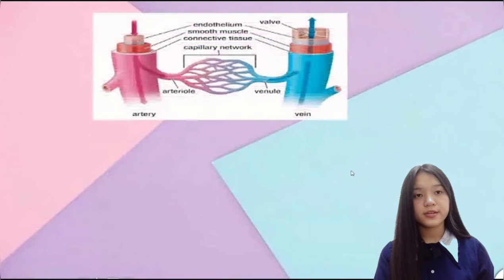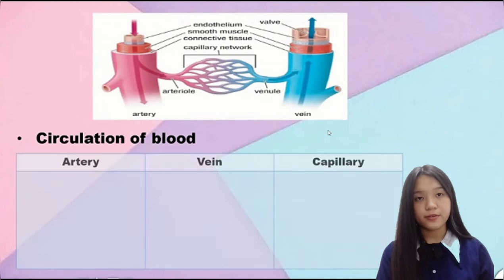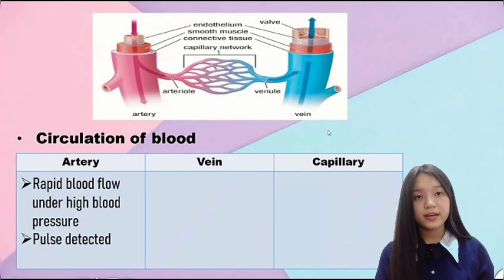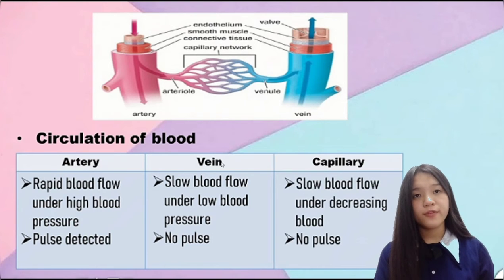Now, all of you must clearly know the structure and the function among them. How about the circulation of blood in them? Do you know that? Okay, let me explain. In the artery, there is rapid blood flow under high blood pressure. Besides that, the pulse is detected. Next, in the vein, there is slow blood flow under low blood pressure and it does not have a pulse. Last, in the capillary, there is slow blood flow under decreasing blood pressure, and it doesn't have a pulse.